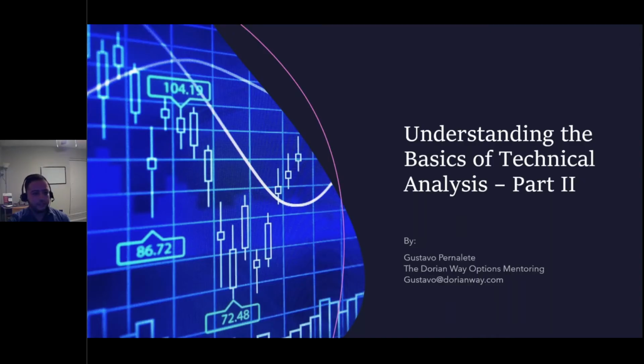If you can possibly combine it with fundamental analysis, and as we do here in the Dorian Way, we're quantitative toward options and deltas. The idea is to combine it all together to just put forth a nice trading plan. So, technical analysis part 2.